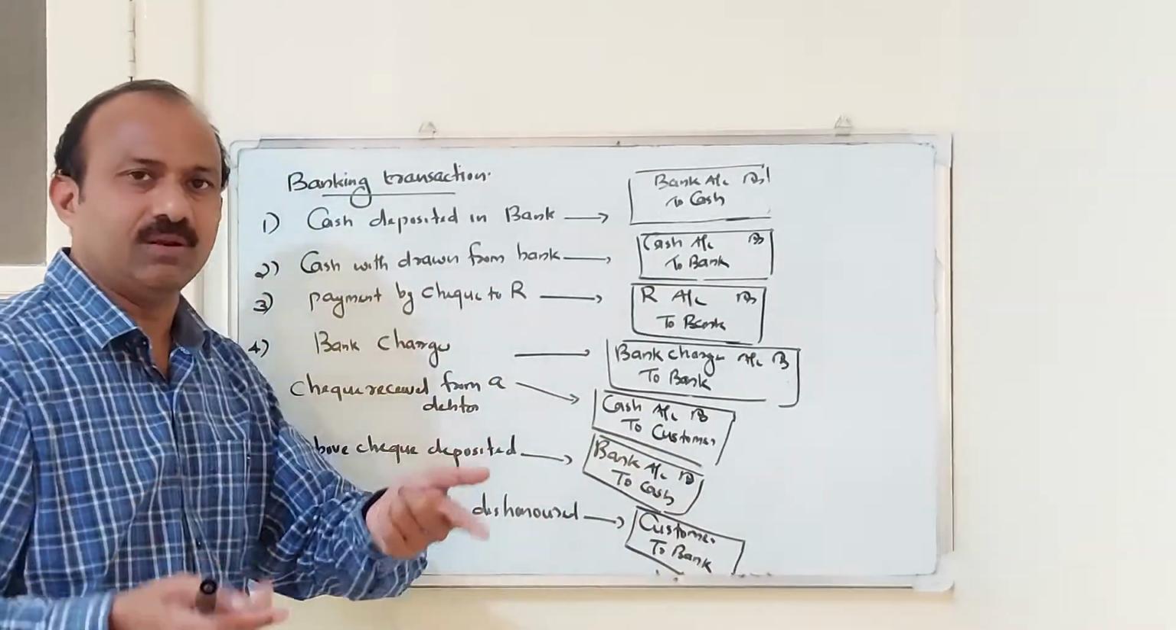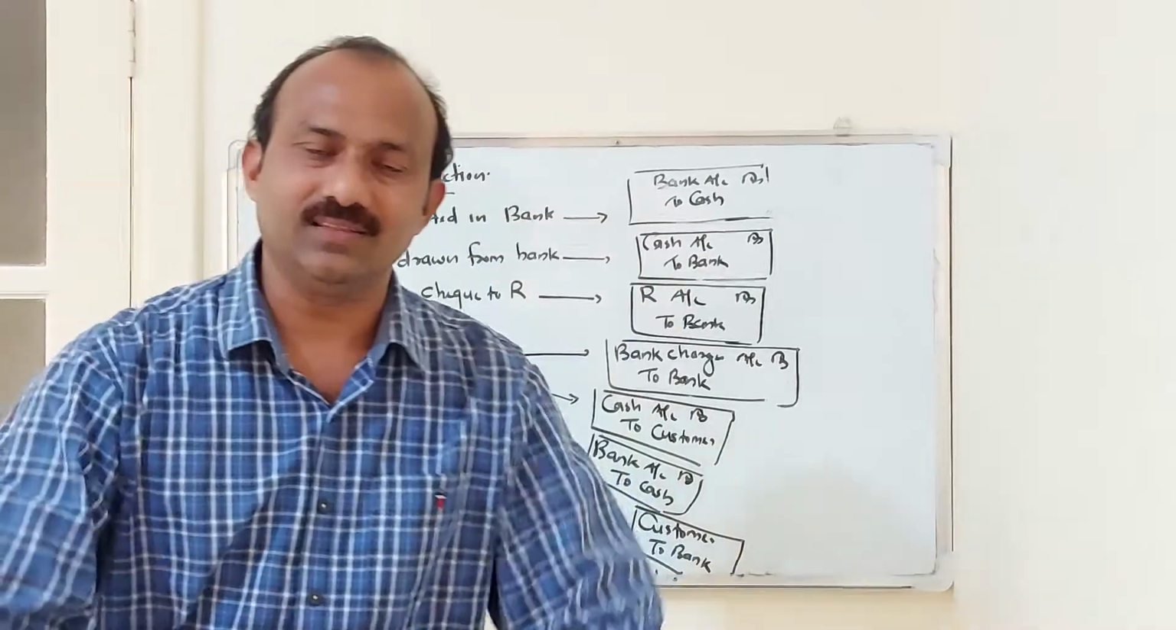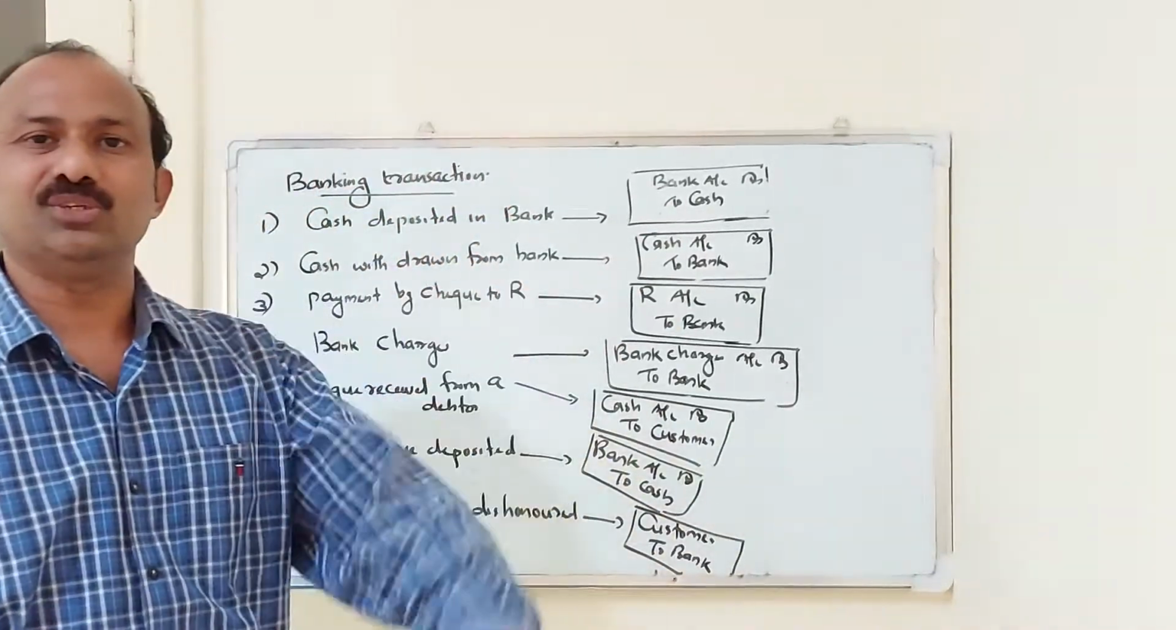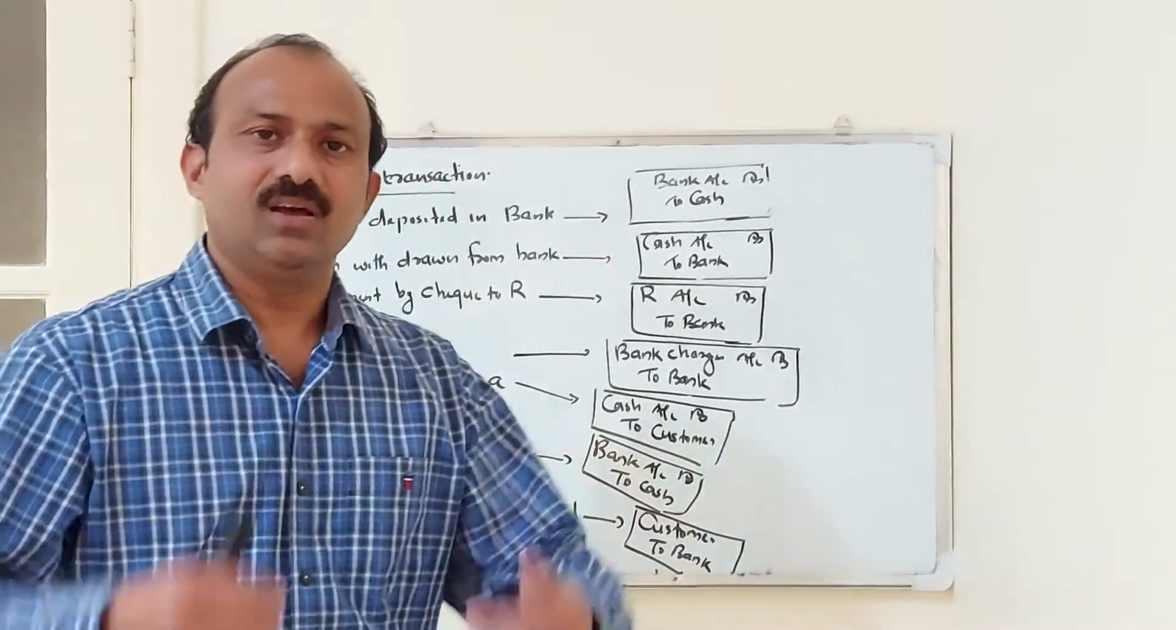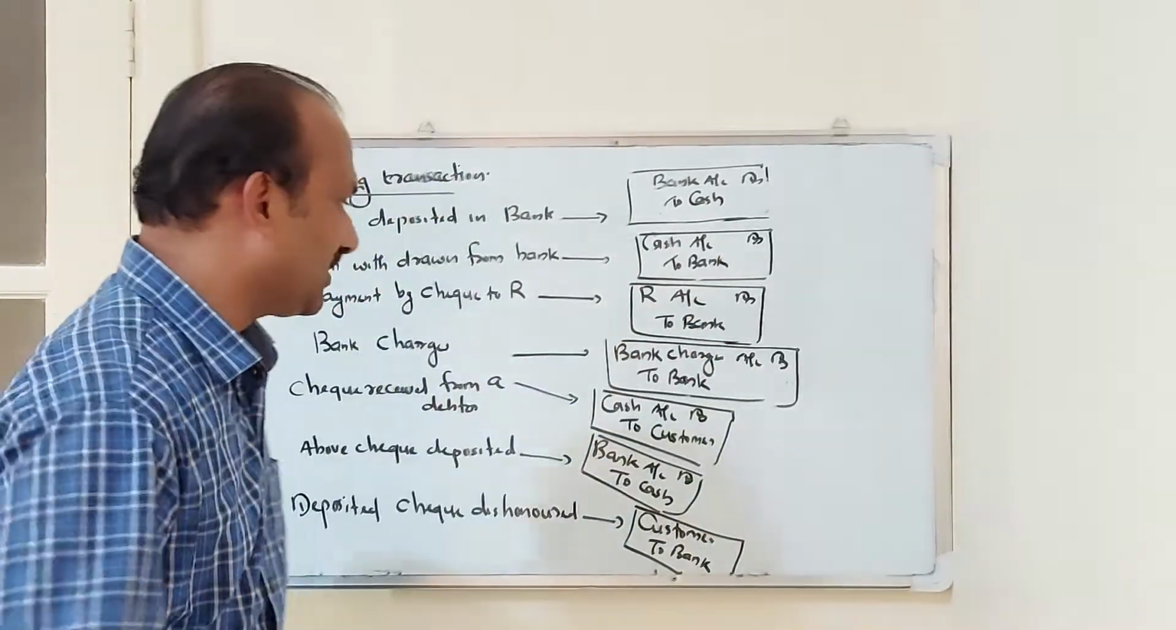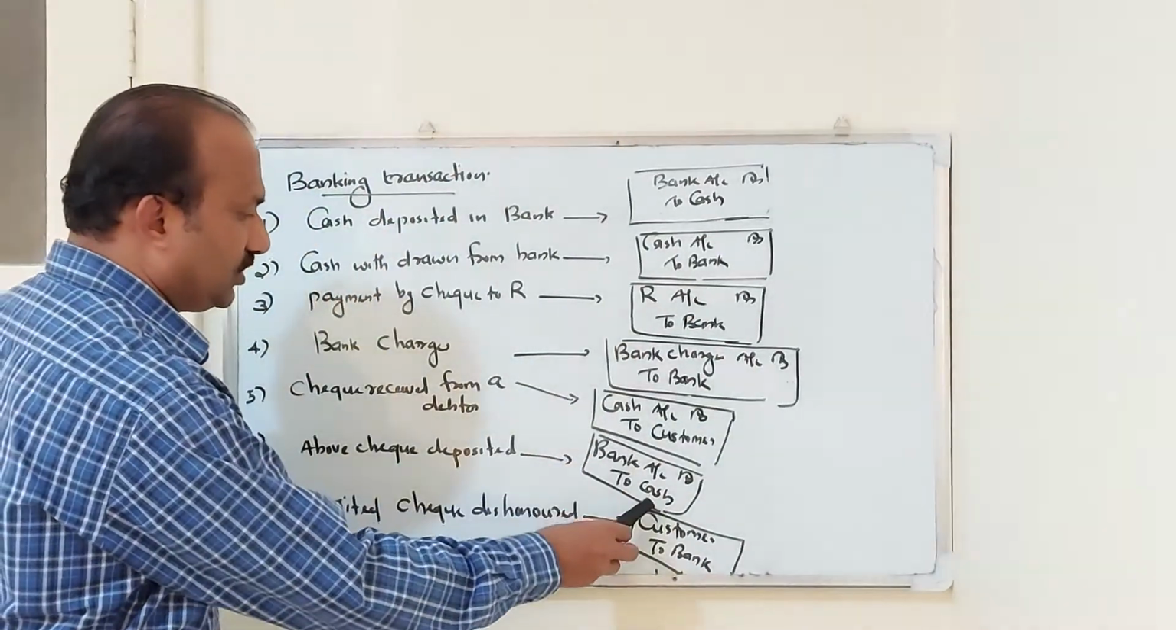The next transaction will be that you are depositing the check to the bank. Then what will be the entry? Bank account debited to cash. When a check or cash received is deposited in the bank, the entry will be the same. Bank account debited to cash.